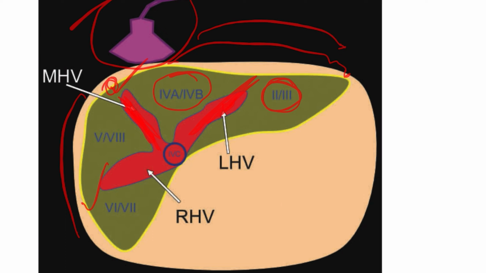And the middle hepatic vein separates segment 4A, 4B from segment 5 and 8 of the right lobe. And the right hepatic vein divides segment 5 and 8 from segment 6 and 7 in the right lobe. And all these three hepatic veins drain into the IVC, from where it brings blood to the right atrium.